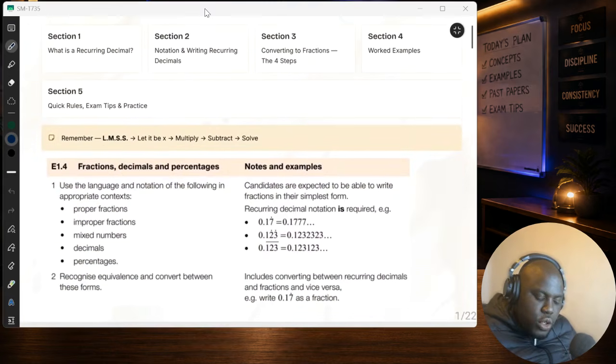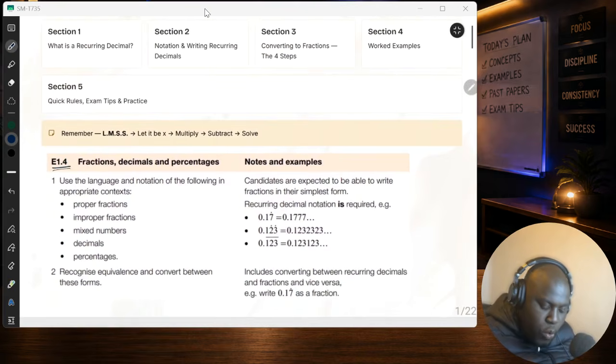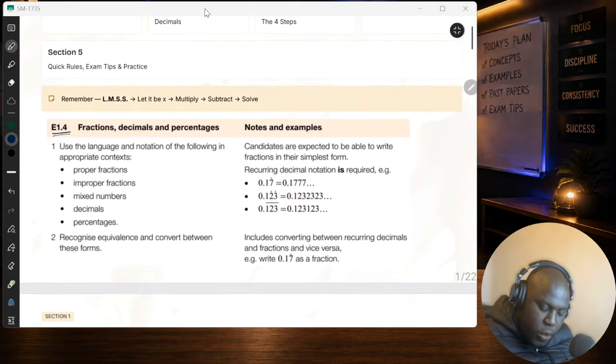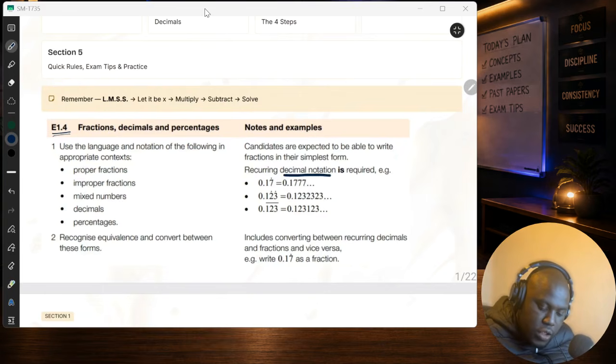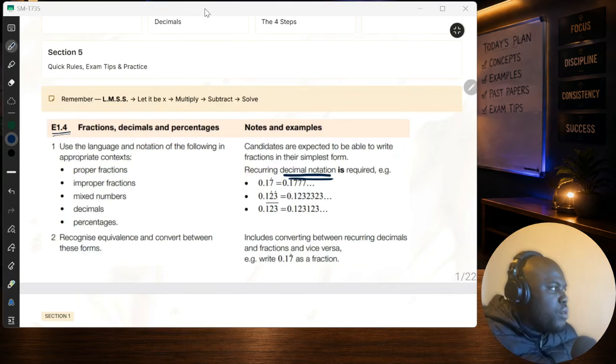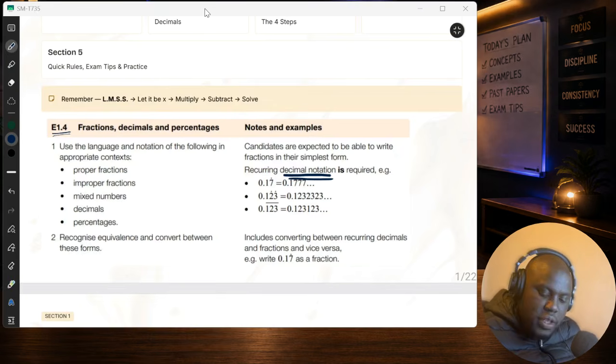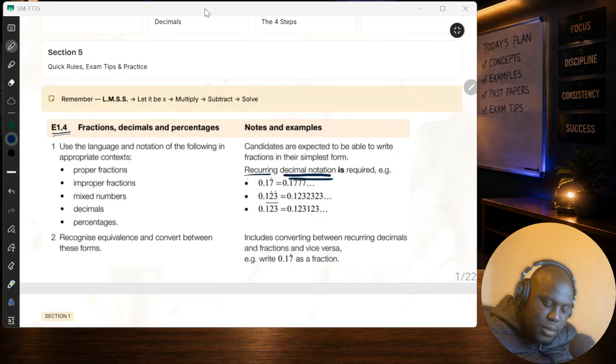So, what we are doing today is a part in E 1.4. If you see what E 1.4 says, it says you must be able to understand the notation, and all the way to recurring decimal notation. So, we've been talking about fractions and how to convert from decimals to fractions, fractions to decimals. Today we are focusing on what we call recurring decimals. That's what we're focusing on in this lesson.